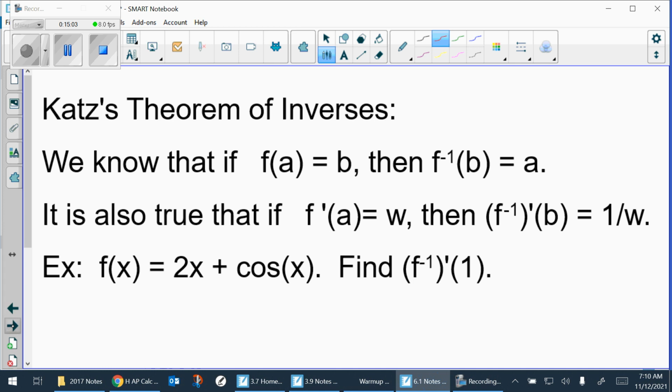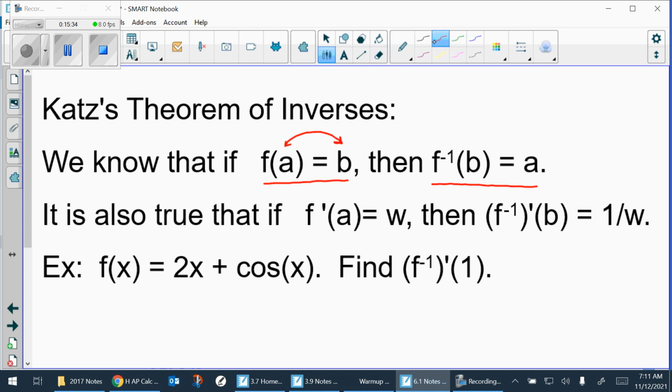Katz's theorem of inverses. If we know that f of A is equal to B, then f inverse of B is equal to A, because we just flip-flop the roles of the x and the y values. Now, we know that. Okay, that's something that we already know. We don't know how to spell so good, but we know that.